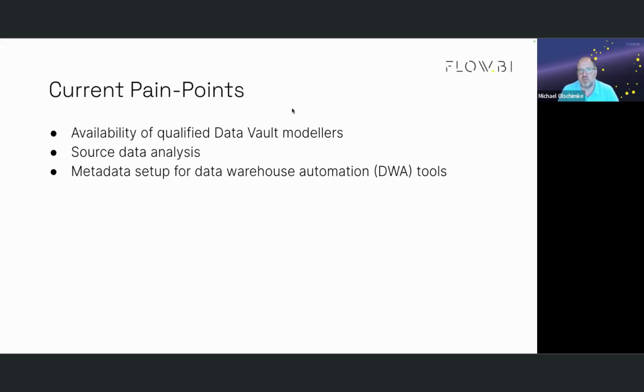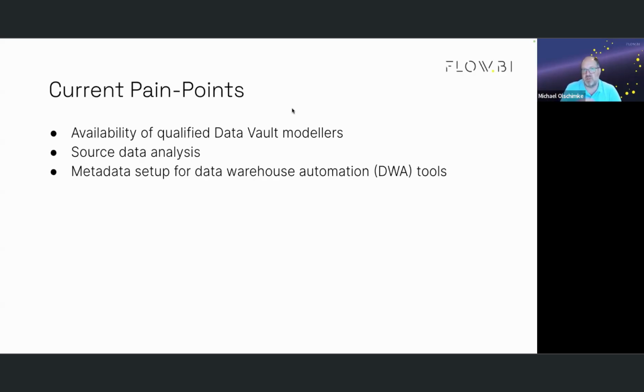Does the data relate from one system to the next? What are the relationships inside the data source, but also across data sources? How to classify the attributes into security, privacy and rate of change classes, and then generate the code essentially. And then you have to set up the metadata in the right way. So even if you understand the source data, even if you know Data Vault, you need to know the target tool as well, where you set up the metadata. And the metadata must be correct.